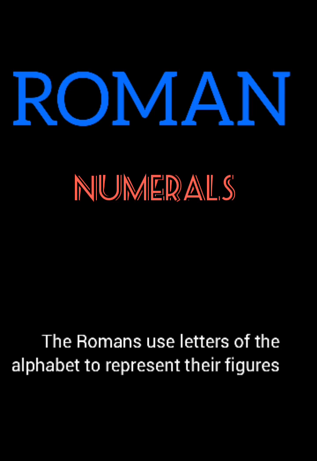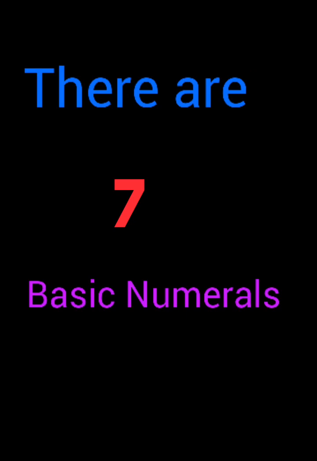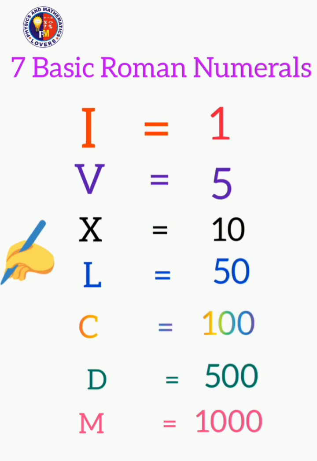Okay, before I continue, I would like to first of all introduce to you the 7 basic numerals. Yes, in Rome, there are 7 basic Roman numerals with which other numerals are formed. So Rome has just 7 basic Roman numerals. Now, from these 7, we form every other number we want to write, by addition or subtraction.